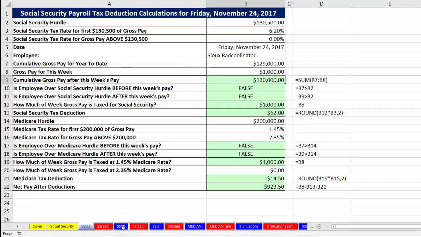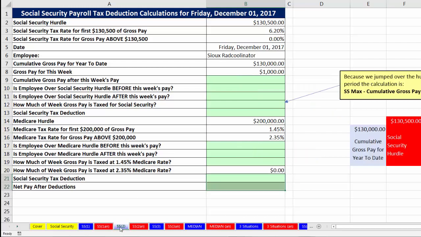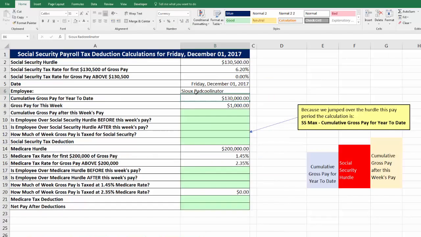Now we want to go over to Social Security example number 2. All right, we have the same employee, Sue Radkulinator. This is 1 week later. We have our hurdle, our two tax rates, the hurdle and the two tax rates. Now, our first calculation is the employee over Social Security hurdle before this week's pay? So cell B10 equals, well, here's the gross pay cumulative before. Are you greater than the hurdle? That looks like a false.